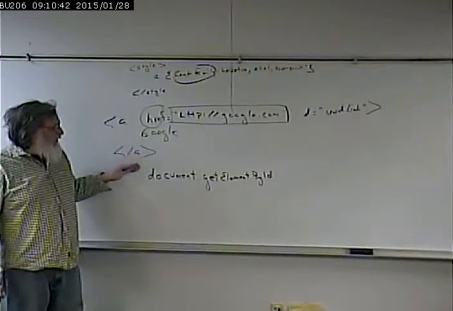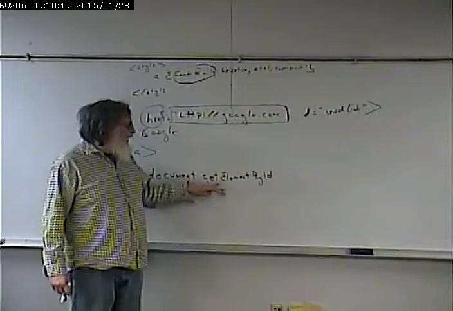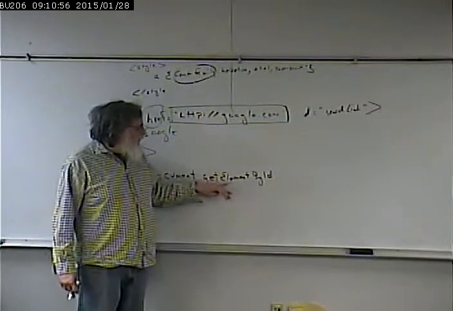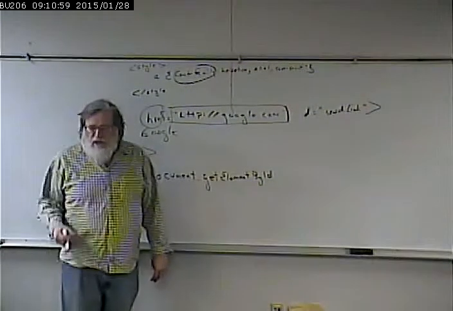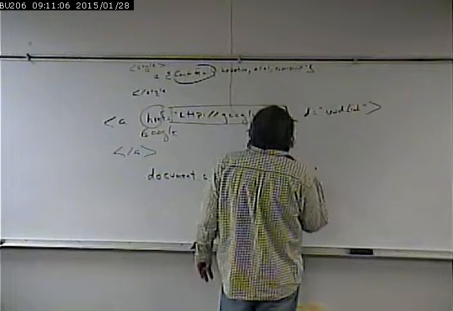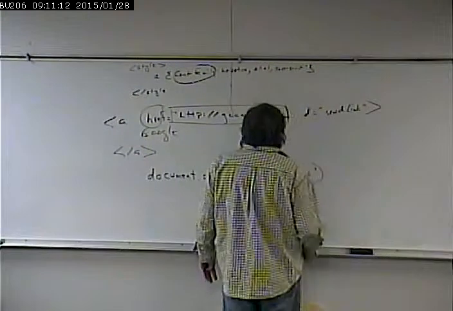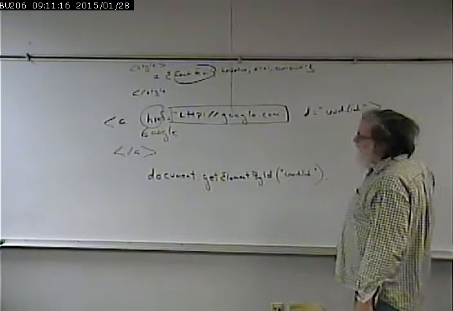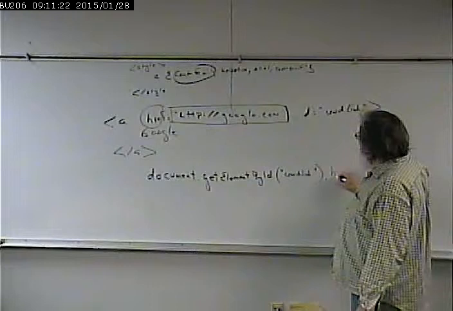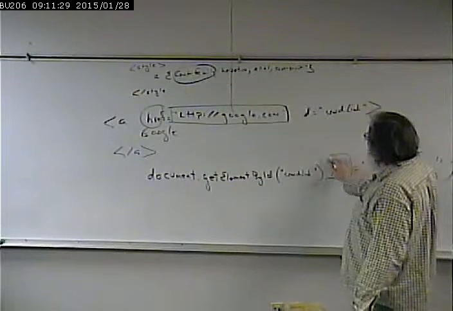One thing about JavaScript is that it is case sensitive. So the word document is lowercase. This function, getElementById, the first letter of the first word is lowercase. Each subsequent word, the first letter is uppercase. What do I put in the parentheses then? I put the ID that I'm interested in. What do I put after that? I put the property that I want to change. If the property's in the HTML, I simply do this. The name of the property, in this case, the href property.